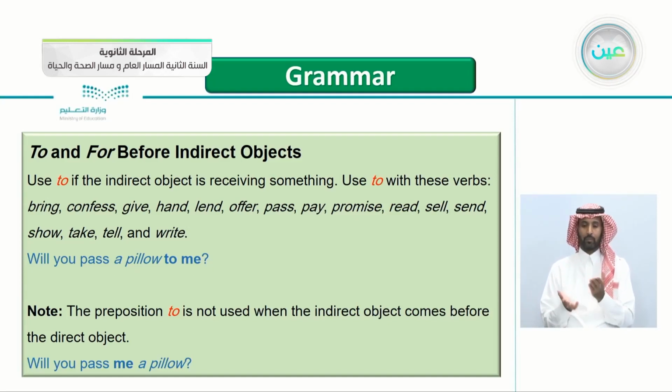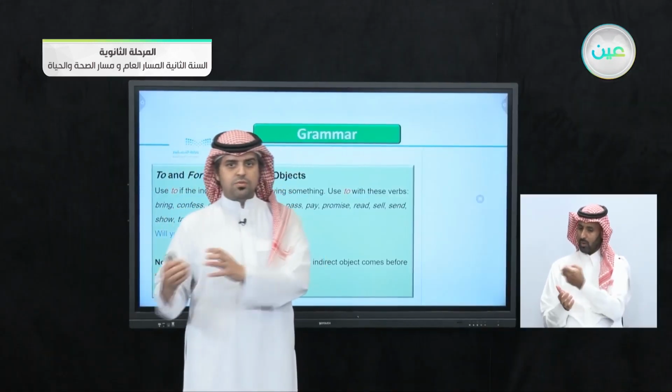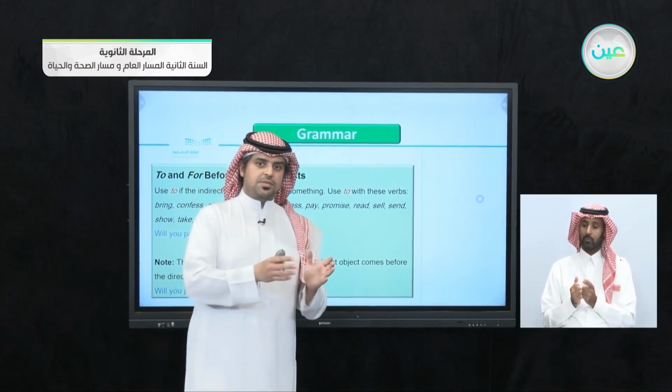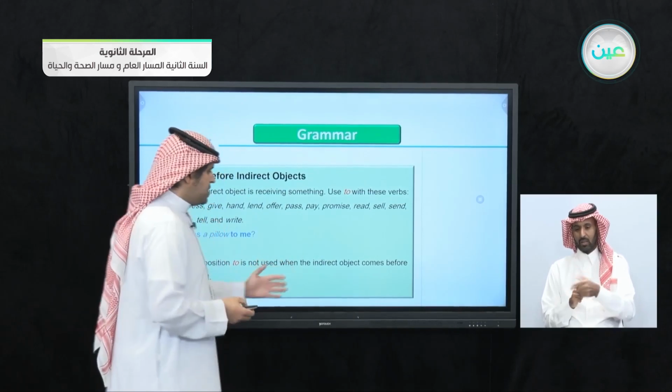Note here the preposition to is not used when the indirect object comes before the direct object. We don't use to if the indirect object comes before the direct object. It's the same example here. Can you pass me a pillow? Or can you pass the pillow to me? So if the indirect object comes before the direct object, we don't use the preposition to.